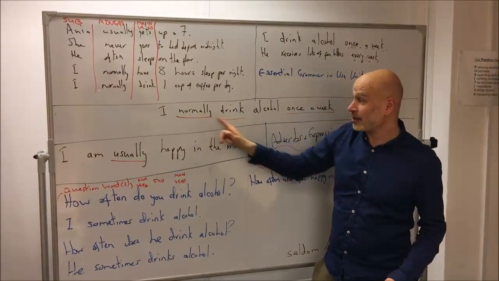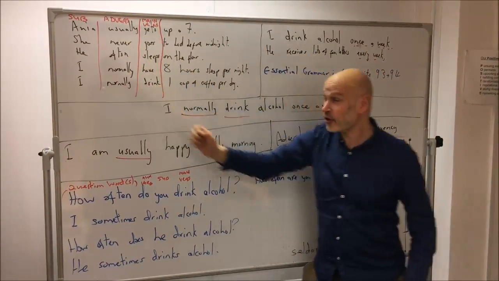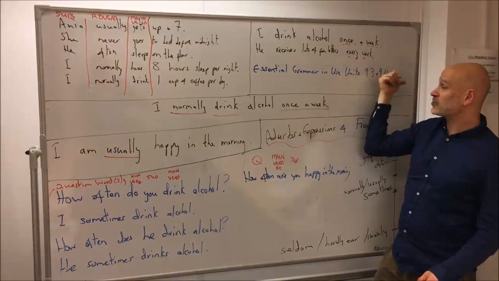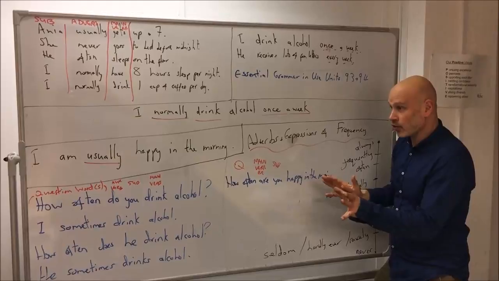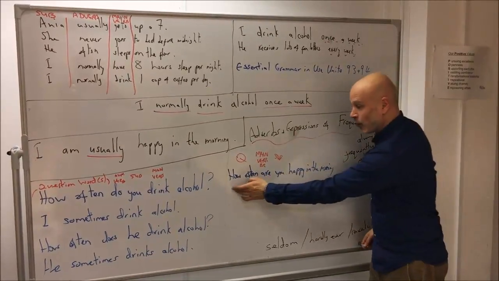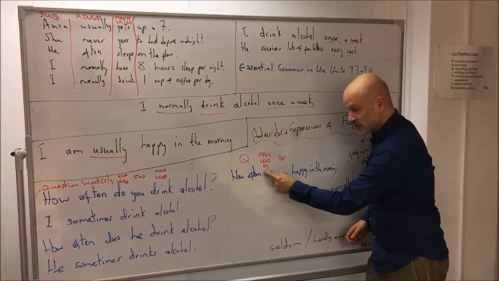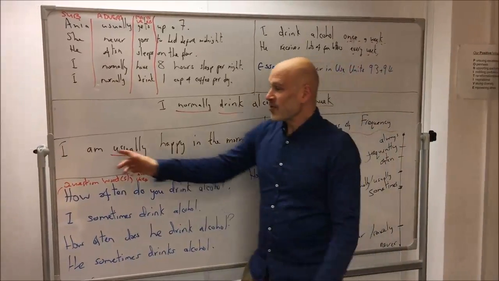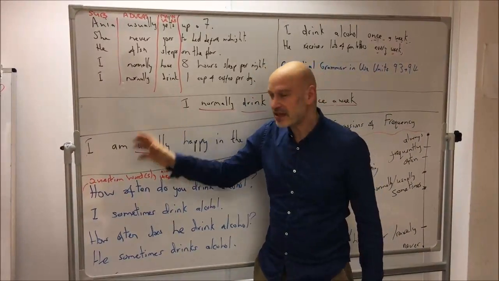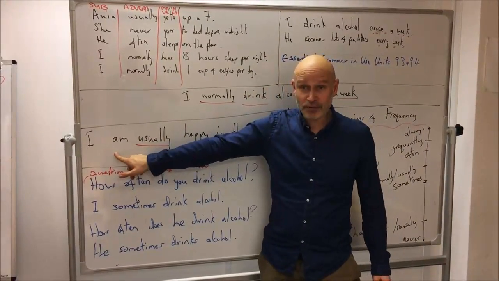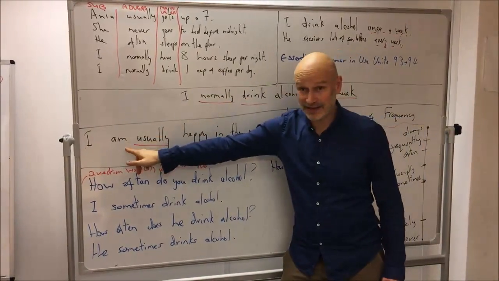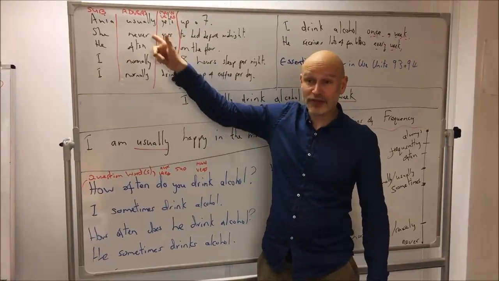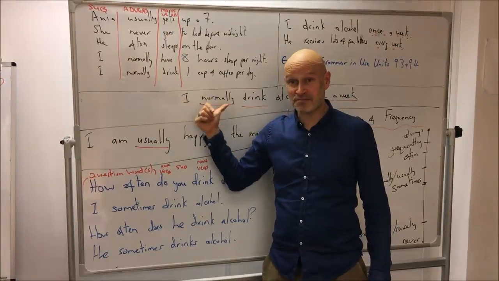I normally drink alcohol, normally goes before the verb. I normally drink alcohol once a week. Expression at the end. And of course, with the question, how often are you happy, when we're using the verb to be, we have to do something slightly different. We use the verb and the adverb comes after the verb, to be. It comes before all other verbs, but after the verb to be.